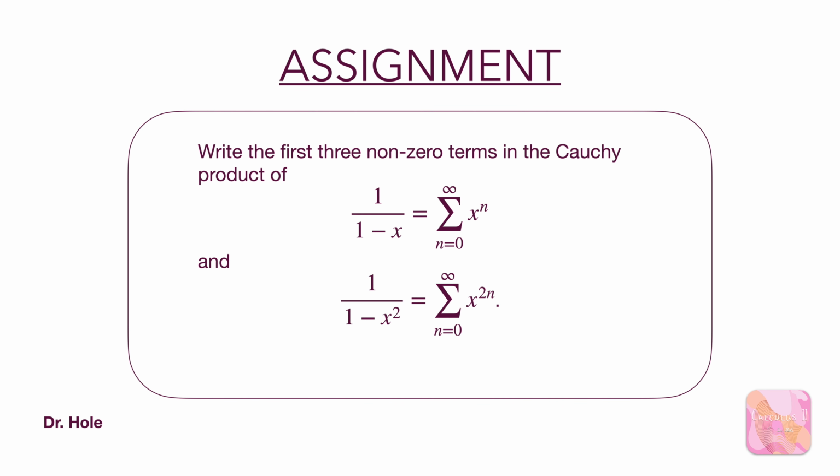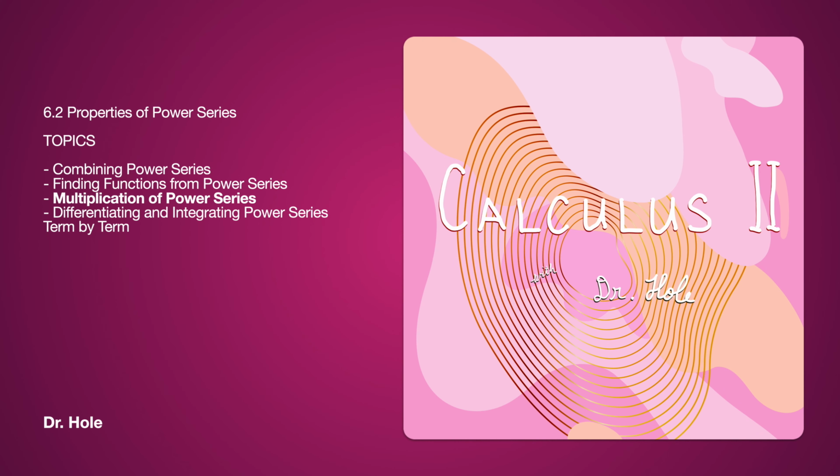Your turn. Here's a function f, here's a function g. Produce the first 3 non-zero terms of their Cauchy product. So that is multiplying power series. In other words, computing a Cauchy product.